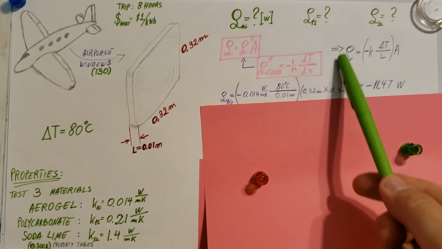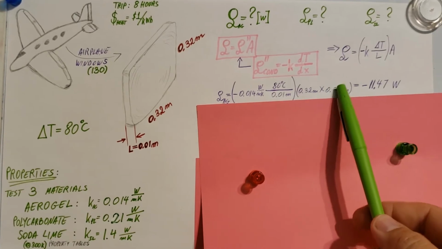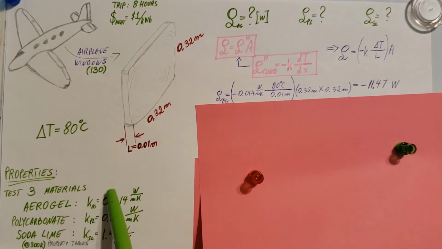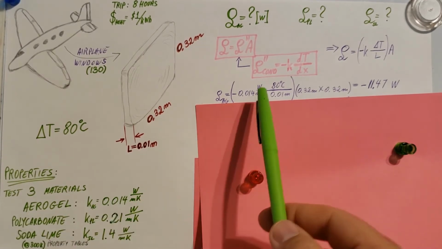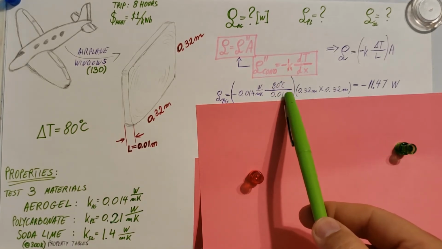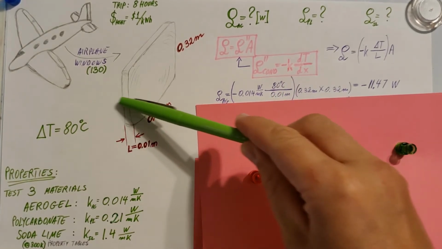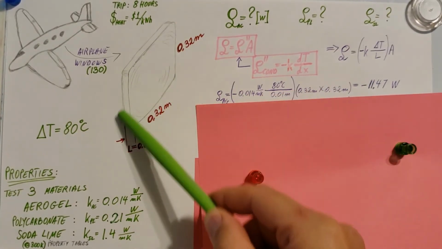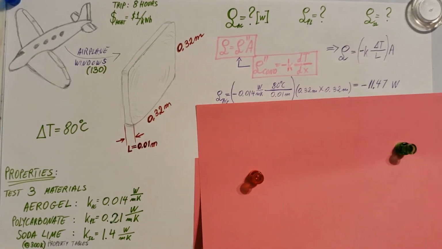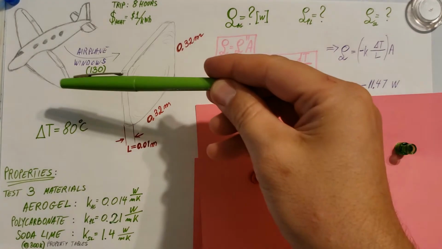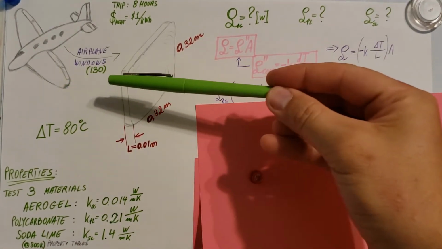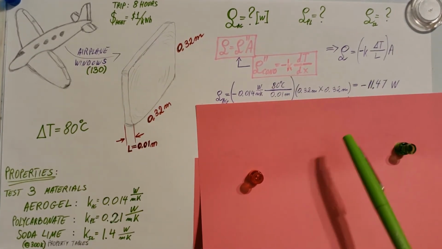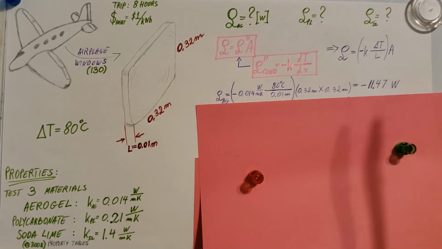First, let's take our formula and plug in everything that we know. Let's do it first for aerogel. Let's take its K value, 0.014, and plug it in. 80 over 0.01 meters, that's the length this way, so basically the thickness of this material. The area is the surface area that is perpendicular to the direction of heat transfer, right? This is our direction of heat transfer, going from the inside to the outside. And with a little number crunching, we can see that we're going to lose 11.47 watts.